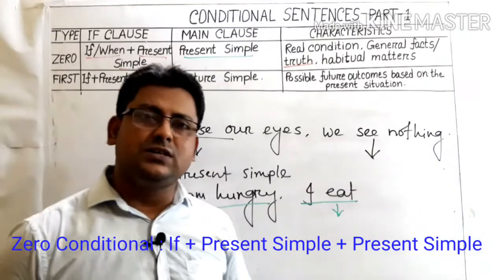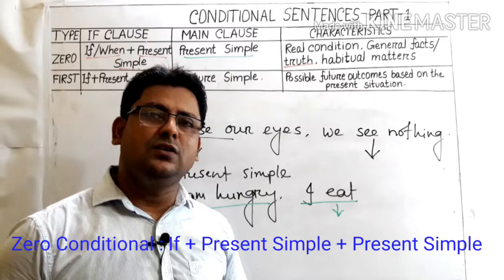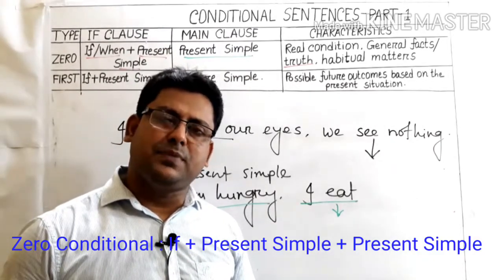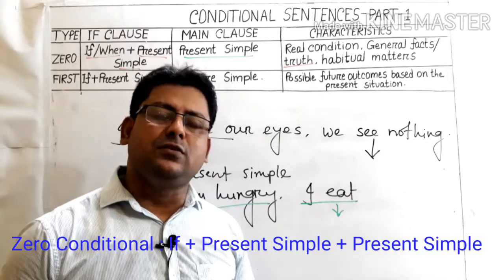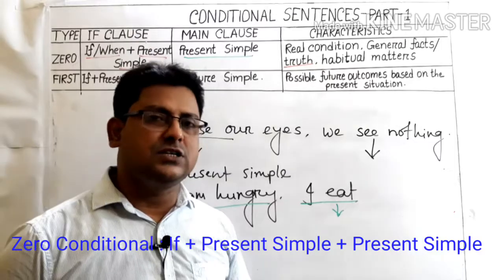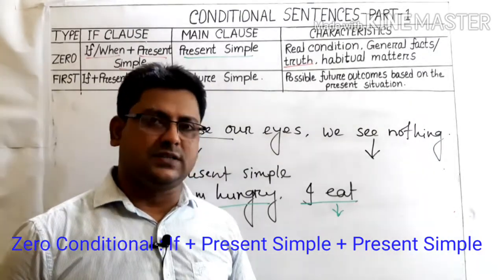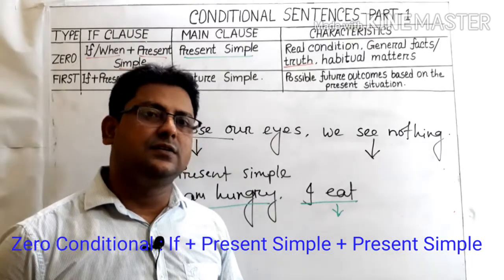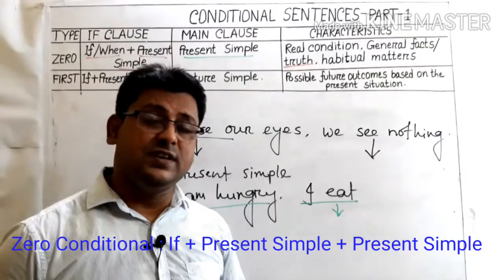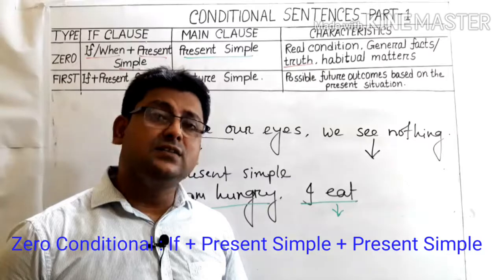Dear students, what did we learn from the zero conditional? Zero conditional contains present simple. The if clause contains present simple and also the main clause contains present simple, and it expresses real conditions, general facts or truths, or habitual matters. When we see these types of characteristics in a sentence, obviously we will say that this is a zero conditional.